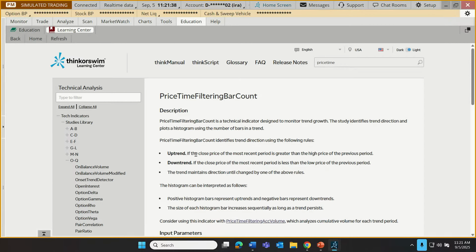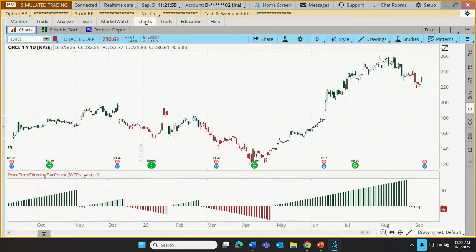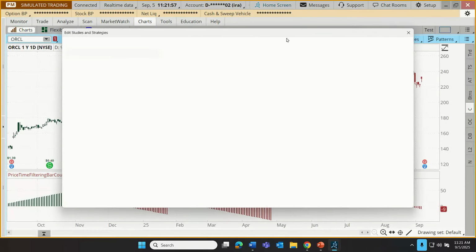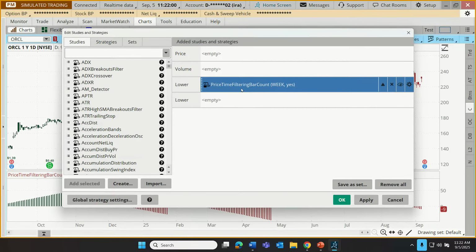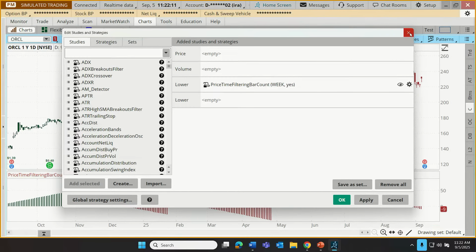An uptrend is if the closing price of the most recent period, that's vague, but if the closing price of the most recent period is greater than the high price of the previous period. Now, I have to connect that to reality here. Let's go to our charts. And you'll notice if I go up here and look at the description of this indicator, what is the period? Price time filtering bar count. It's a weekly period. That is the default on Thinkorswim. So we could go back and rephrase this.